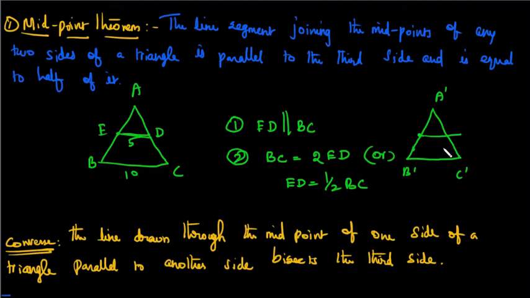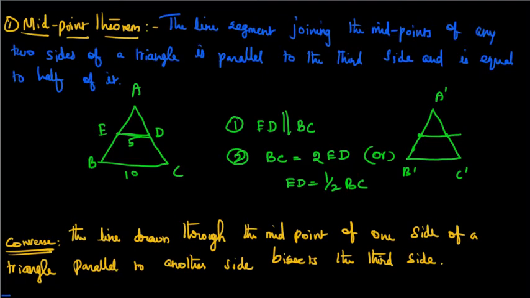They are telling us the converse of the midpoint theorem says that a line parallel to another side bisects the third side. That means if the whole length is 10, then it would be 5 and 5. So that means this is the midpoint. So this is the converse of the midpoint theorem.